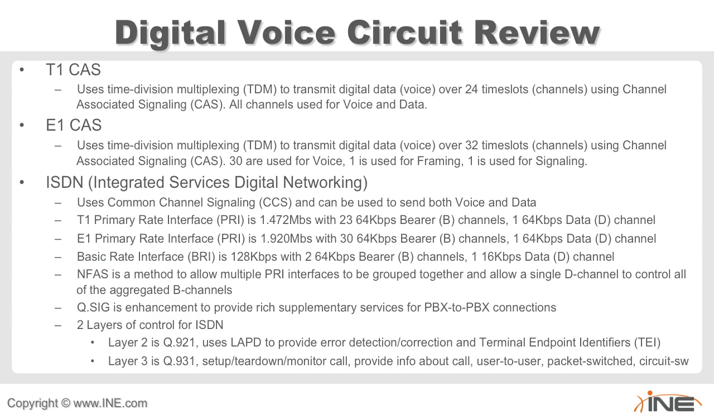And also it's important to note that there's 2 layers of control for ISDN. There's the layer 2, which is known as Q.921, and layer 3, known as Q.931. Q921 uses a protocol called LAPD, very similar to HDLC, in order to provide error detection and correction, and also something called terminal endpoint identifier. Okay? You might think of TEIs as MAC addresses for ISDN. Okay, so they really are layer 2 addresses for ISDN.